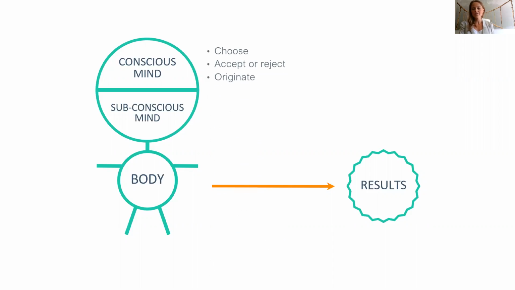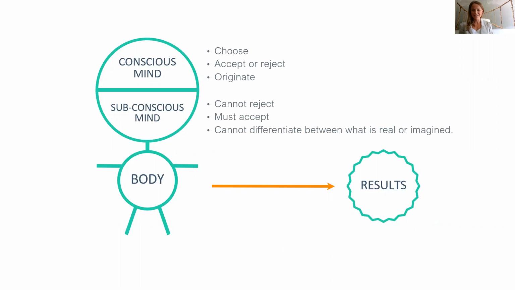Actually, I'm sorry, I have some little descriptions here. So your conscious mind can choose yes or no and decide on something, accepting or rejecting. It can originate new ideas, like I mentioned. Your subconscious mind cannot reject, it must accept, and it cannot differentiate between what is real or imagined. This is so exciting, and it's a very incredible tool that we need to use. Actually, it's not optional. If you want to get major results in life, we need to use this tool. And people who are successful are using it whether they know it or not. They're using the subconscious mind.